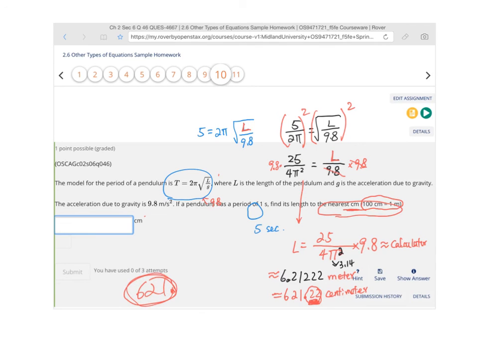Now, of course, this is based on my changing the period from 1 second to 5 seconds. Yours will be just 1. Make sure that you do the math using the 1. Okay, this is it.